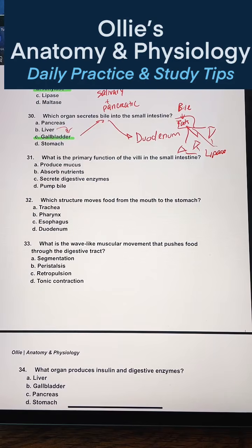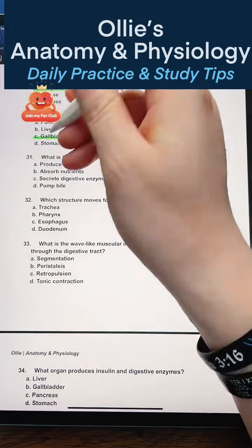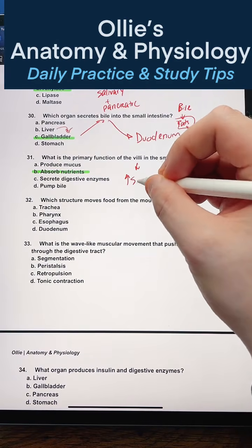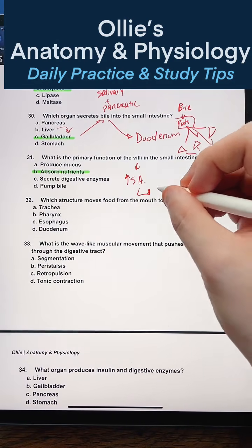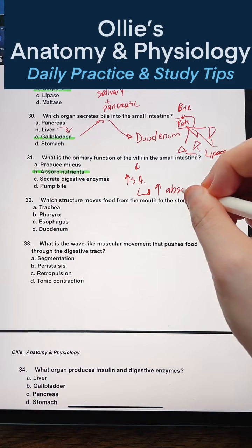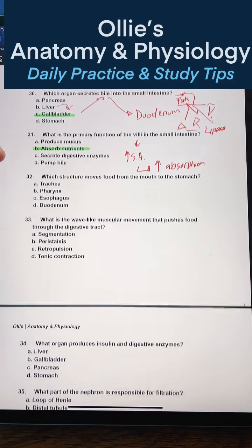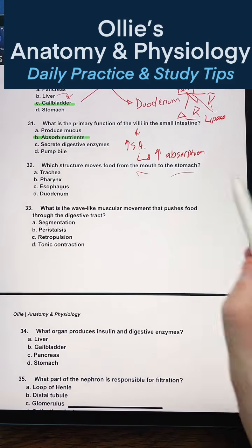Number 31, what is the primary function of the villi in the small intestine? A, B, C, or D? The answer is B. These are going to increase surface area, which is going to increase absorption, okay? Number 32, what structure moves food from the mouth to the stomach?